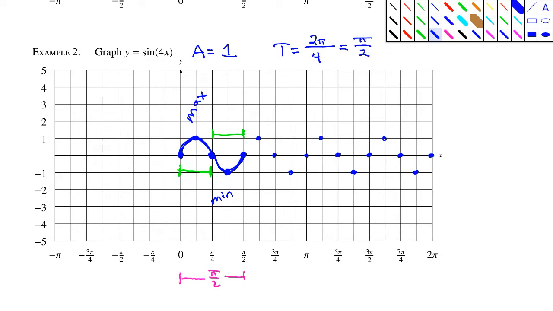and then going backwards, the same thing. And then connect this as best you can. Something like that. So recapping, we discovered what the period was, and then we plotted the 4 main points in order to get that one period, and then we just repeated the period throughout the graph.